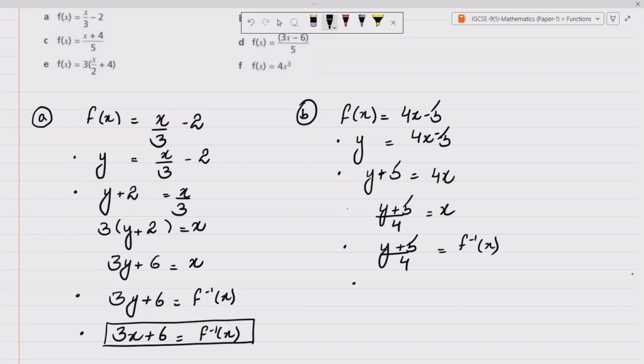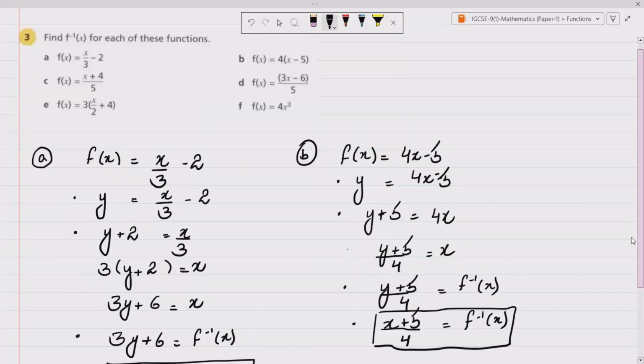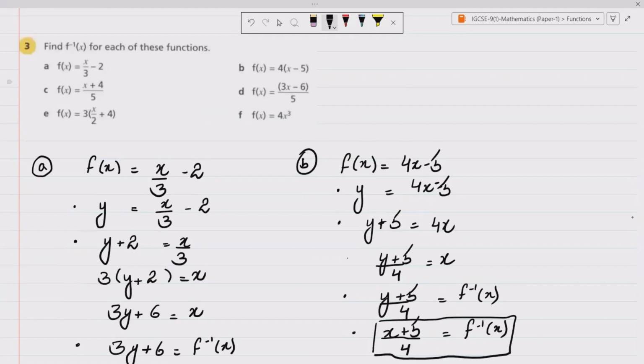And then x plus 5 upon 4, so replace y with x, and we got the inverse of the function. So this is the answer of part B. Now part C and D are similar to A and B, so try it out by yourself.